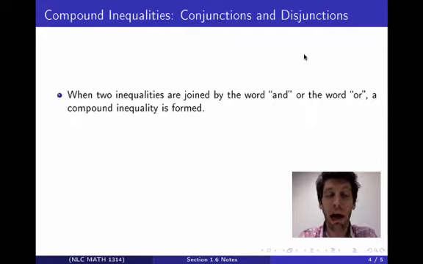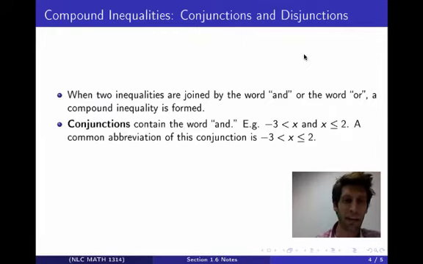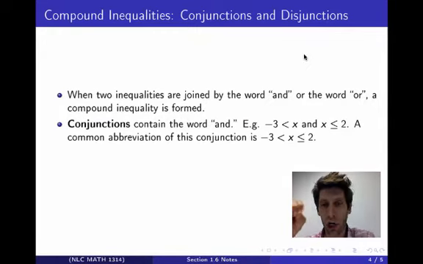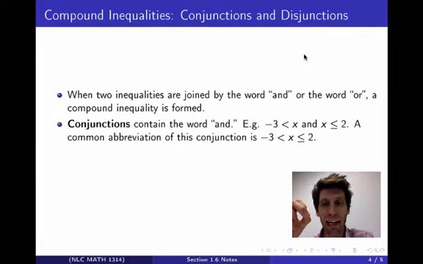So when two inequalities are joined by the word "and" or the word "or", a compound inequality is formed. These guys get some confusing and special names. A conjunction is when two inequalities are joined by the word "and". So this is called a conjunction. For example, -3 is less than x and x is less than or equal to 2.